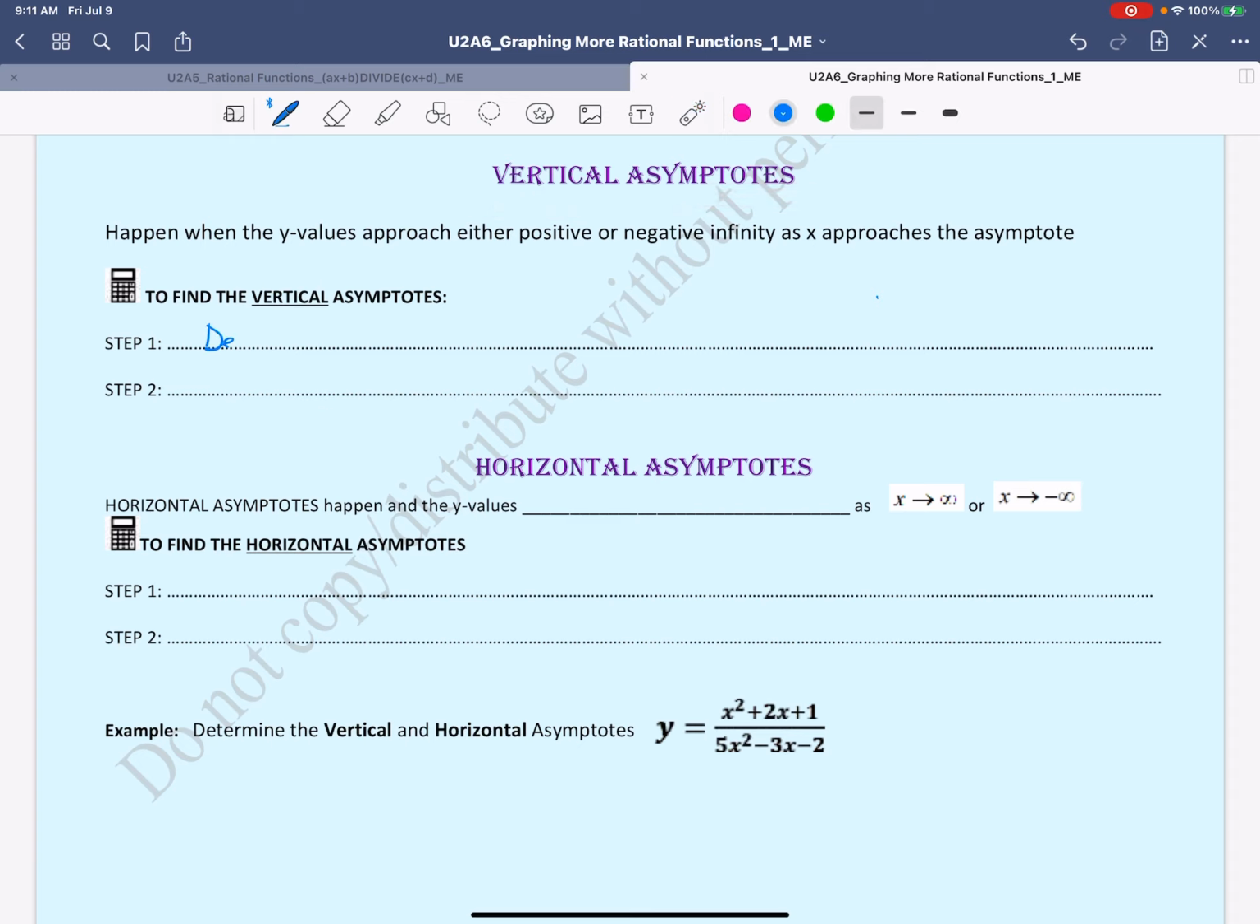Step number 1, determine restrictions, which are the values of x that can make the denominator 0, thus the function undefined. Now, to determine the restrictions, what you want to do is factor the denominator if possible and set each factor equal to 0. If the denominator is non-factorable, use the quadratic formula to find the restrictions. Step number 2, you're ready now to state the vertical asymptotes, which are equations in the form x equals the restriction. So depending on the equation of a rational function, you may find 0, 1 or more restrictions, or we may find 0, 1 or more vertical asymptotes.